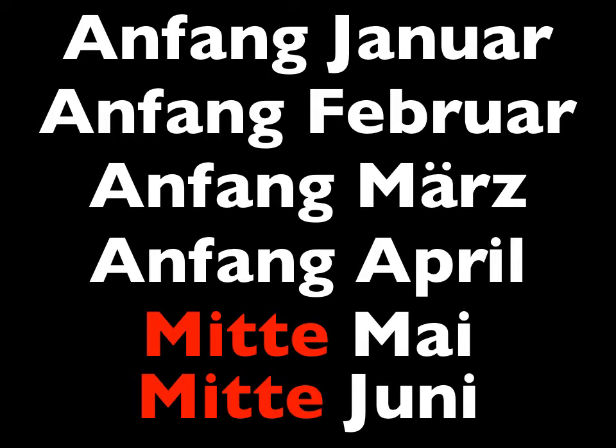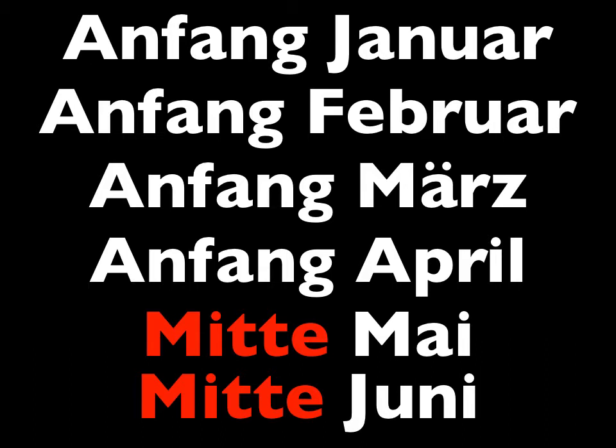Repeat the first four things here after me. Anfang Januar. Anfang Februar. Anfang März. Anfang April. And remember, in all three cases, it means in the beginning of. Even though it's only two words, Anfang Januar means in the beginning of January.